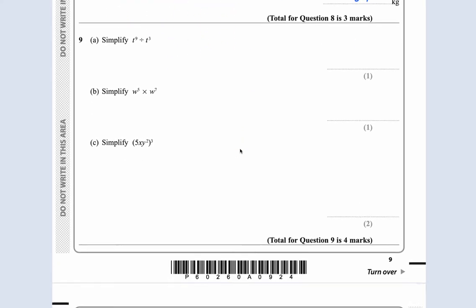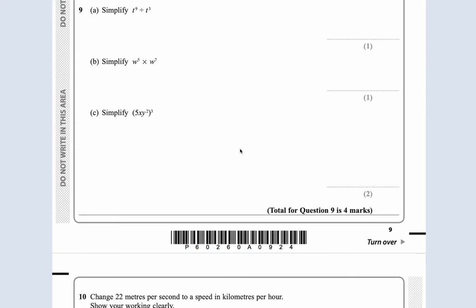Okay, question 9. Nice question, guys, if we know our rules. So t to the 9 divided by t to the 3 is t to the 6. You subtract the powers. W to the 5 times W to the 7 is W to the 12. We add the powers. And then this one is slightly more difficult. I have to do them separately.